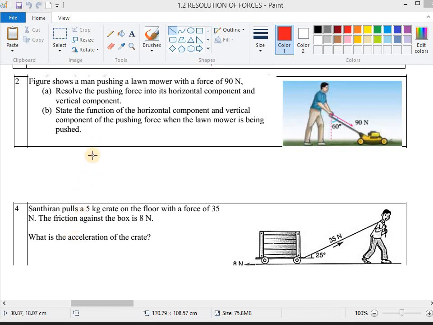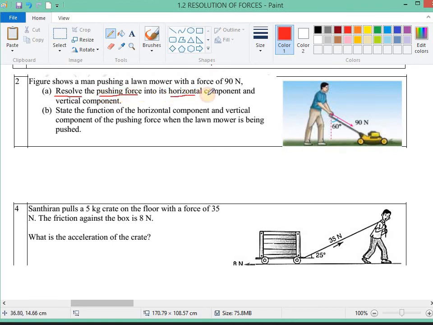Alright, let's start. I want to discuss this exercise, number 2. The figure shows a man pushing a lawn mower with a force of 90 Newton. Resolve the pushing force into its horizontal component and vertical component.